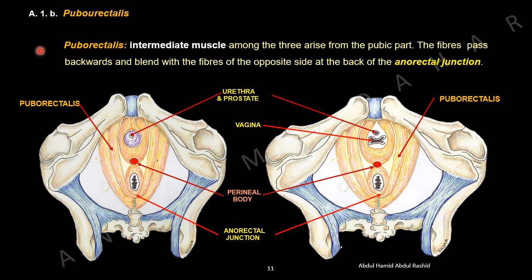Puborectalis muscle. The puborectalis muscle is the intermediate muscle among the three that arise from the pubic part. The fibers pass backwards and blend with the fibers of the opposite side at the back of the anorectal junction. This is the anal canal, so this is the anorectal junction behind here. And in the case of female, it is the same thing, this is the anorectal junction. So both male and female are the same: it comes from the back of the pubic part and sweeps around the back of the anorectal junction, called the puborectalis muscle, the intermediate part.